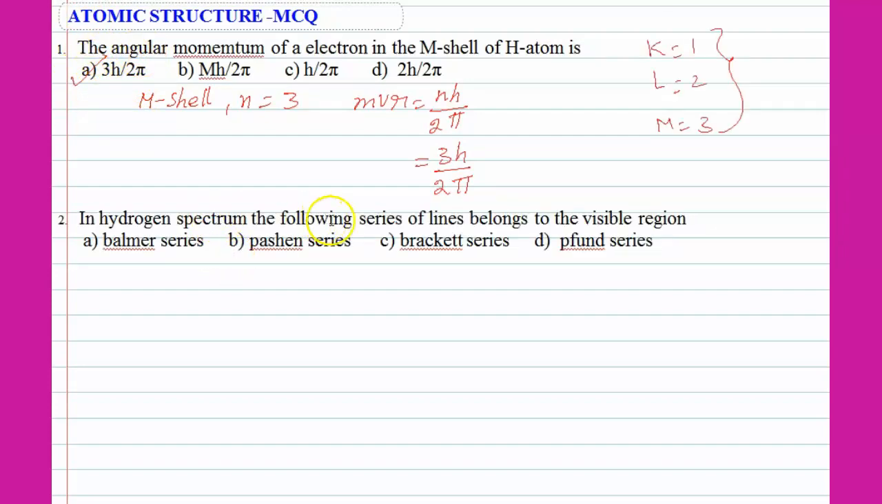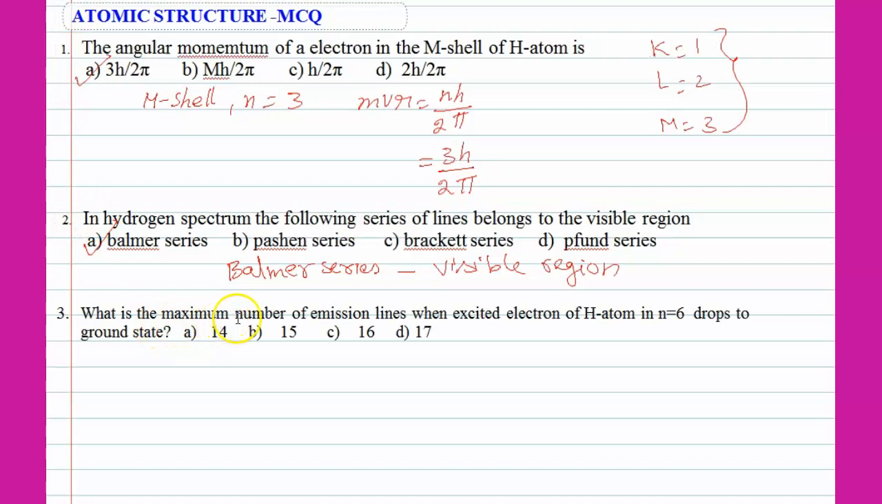In the hydrogen spectrum, which of the following series of lines belongs to the visible region? Visible region means it belongs to only the Balmer series. The Balmer series is present in the visible region. All the remaining series are present in the IR region. So option A is the correct one.